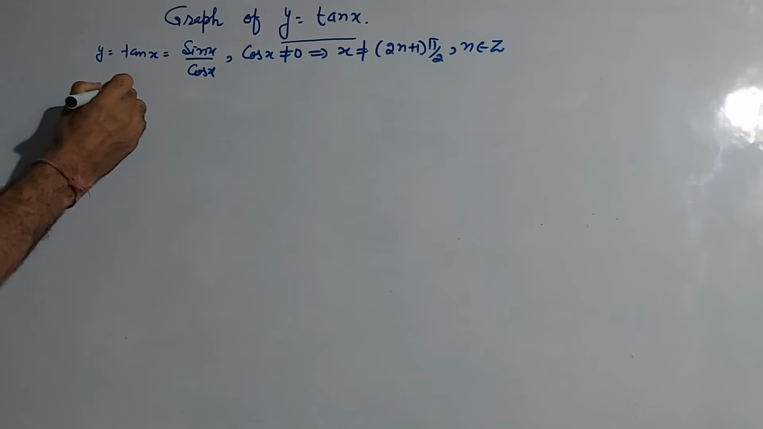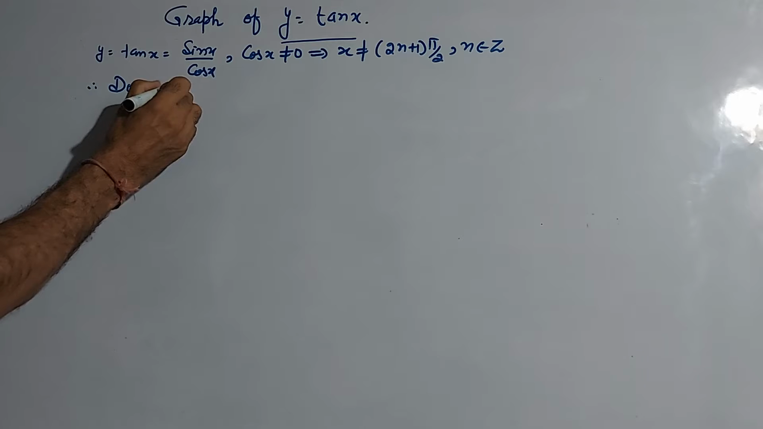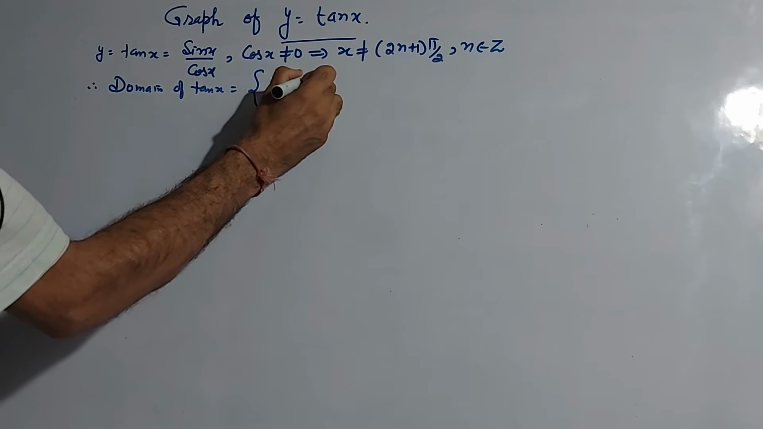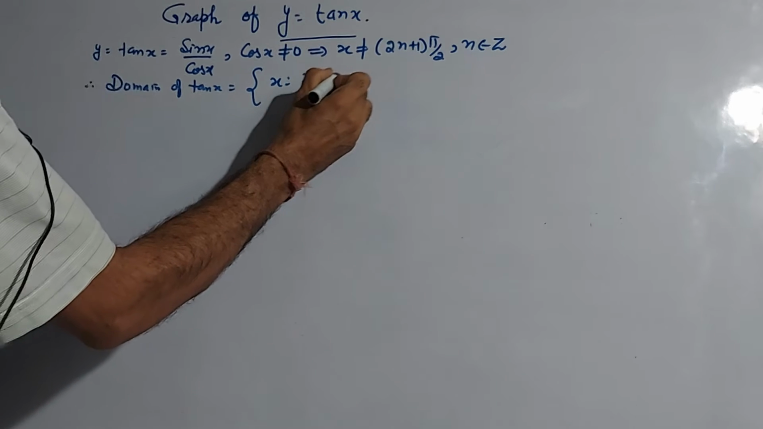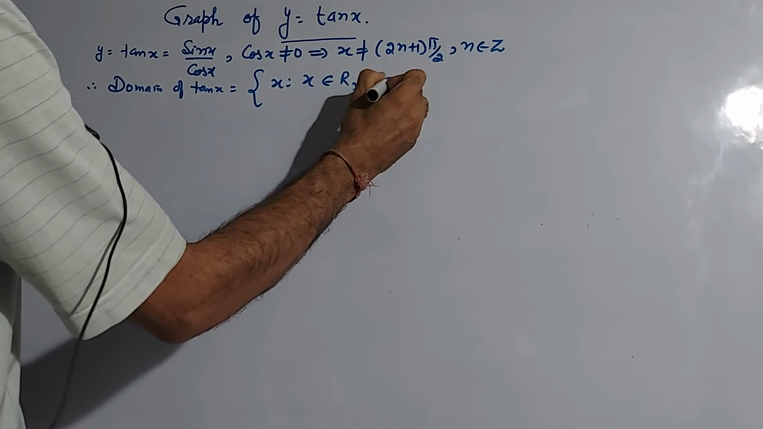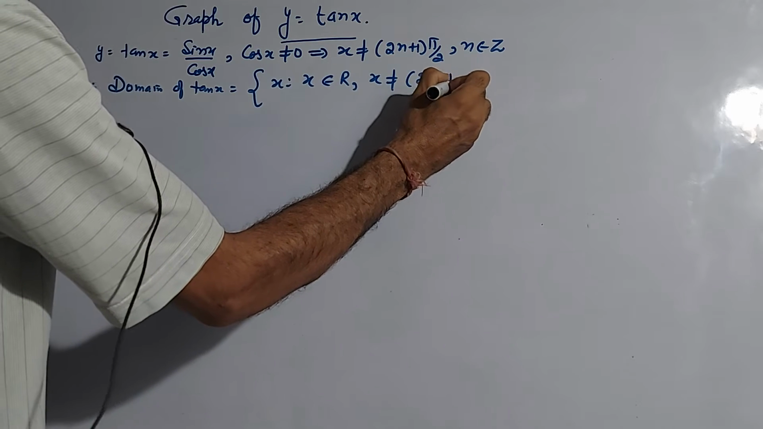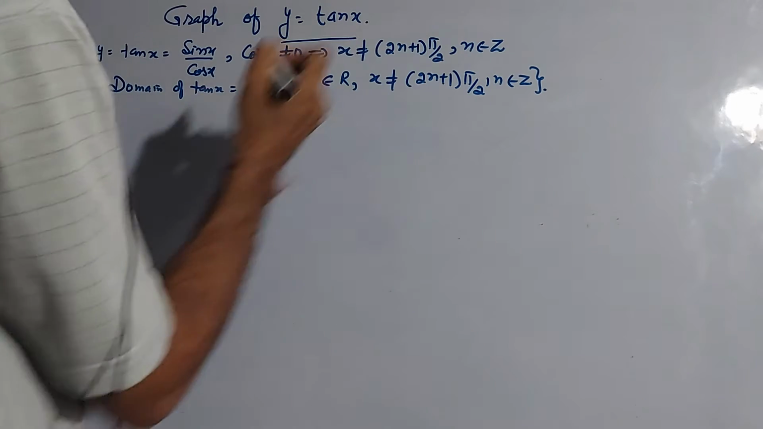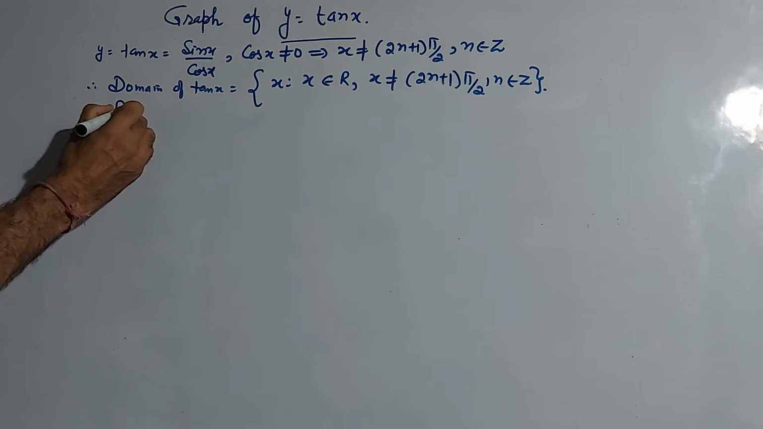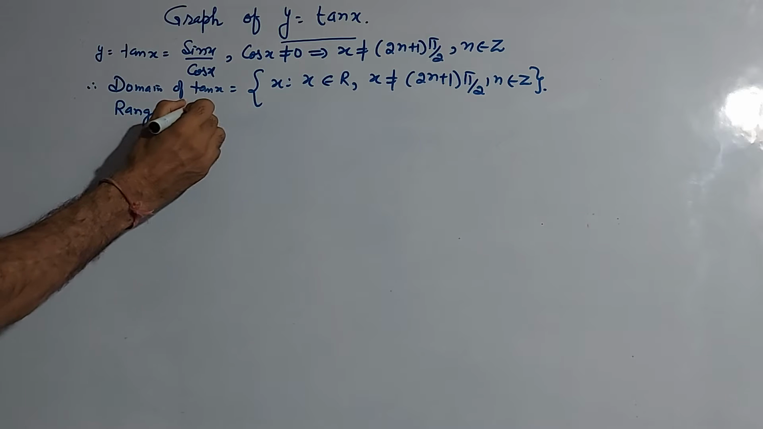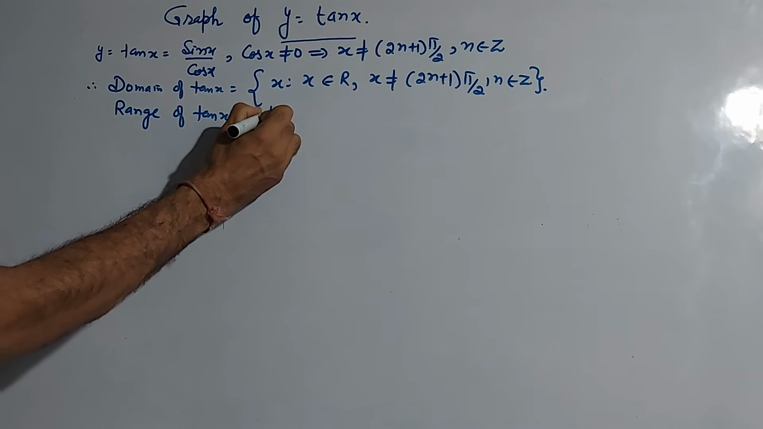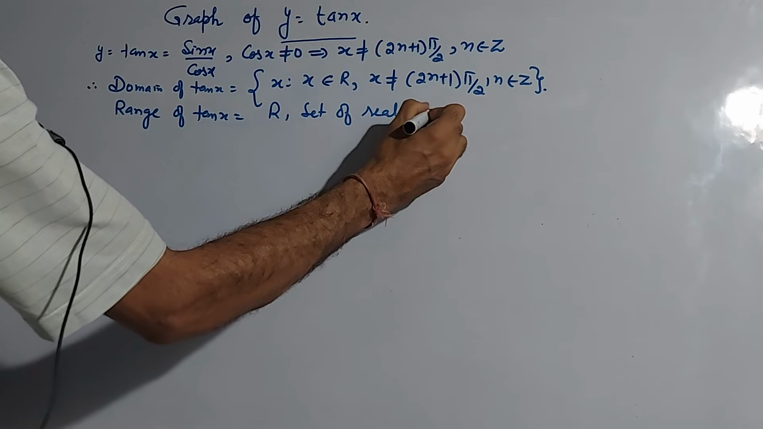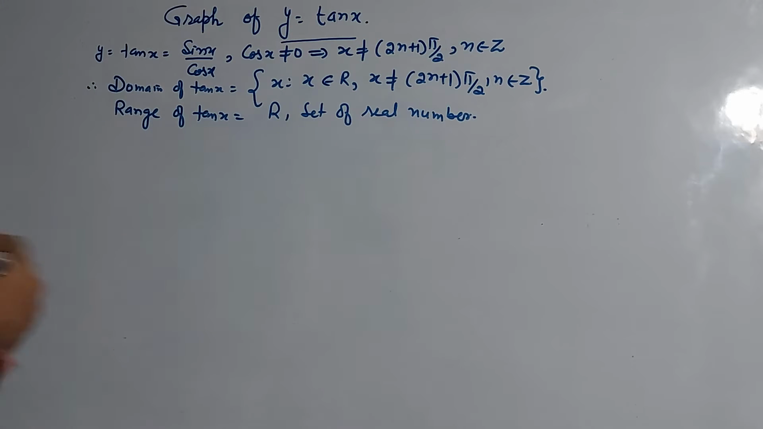Therefore, the domain of tan x is x such that x belongs to the real numbers and x is not equal to (2n plus 1) into pi by 2, n being the set of integers, and the range of tan x, the set of images, is R, the set of real numbers, as we know.